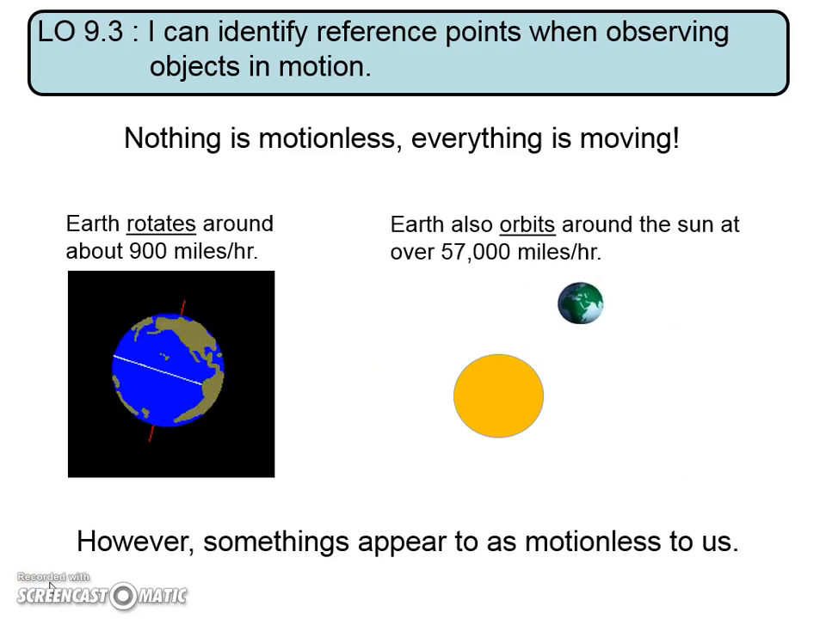We discussed in our other video on relative motion that everything is actually moving and nothing is motionless. And that's because even the floor you're on right now that appears motionless is on the surface of the Earth, which rotates about 900 miles per hour and orbits the Sun at over 57,000 miles an hour.